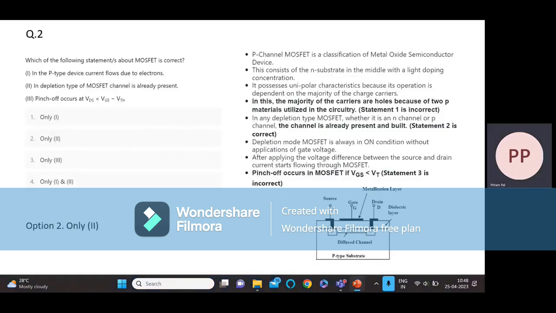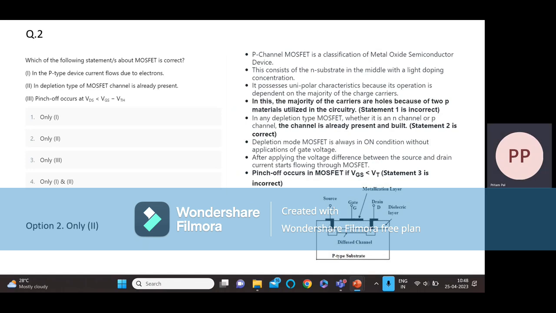So in the next question, you have to answer which of the following statements are correct about the MOSFET. Okay, the first one given is: in a p-type device, current flows due to the electron. The next one is: in a depletion type MOSFET, the channel is already present. The next one is: the pinch off occurs at VDS less than VGS minus V threshold. So now tell me which one is the correct option.